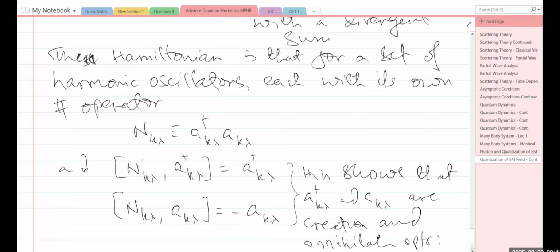Why? Because when you have a commutator between the number operator and, let's say, the creation operator, what you get is a creation operator. So if you apply this operator on some state vector, that would result in the creation of a particle in that particular state. And similarly, if you apply this other operator on some state vector, that would lead to the annihilation of a particle in that particular state.